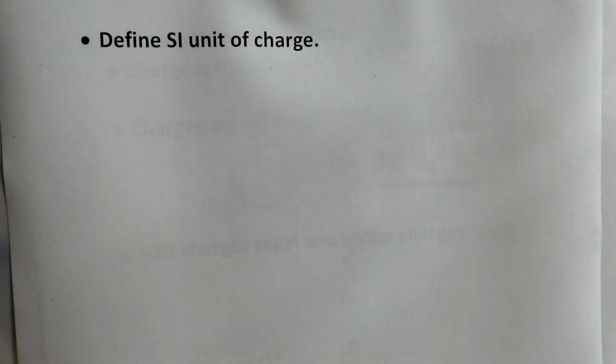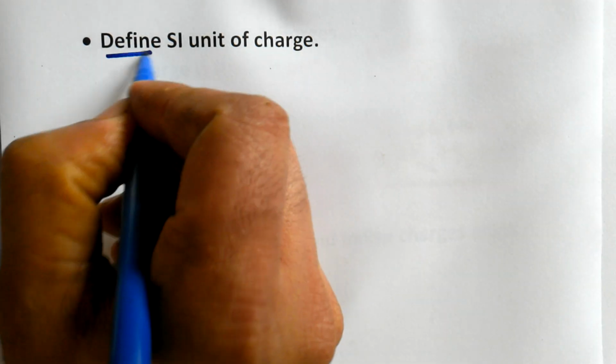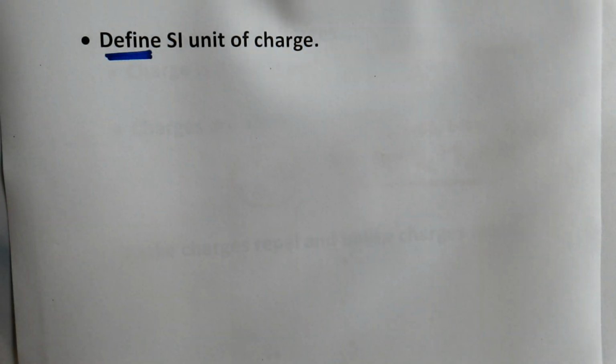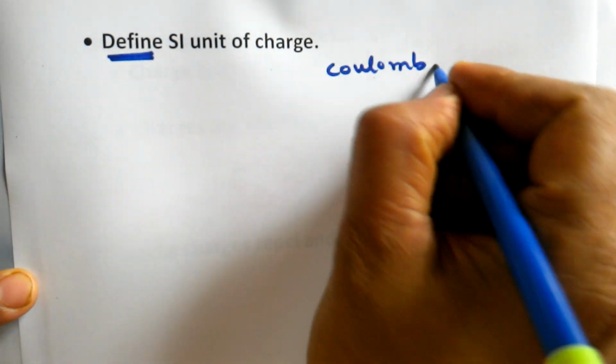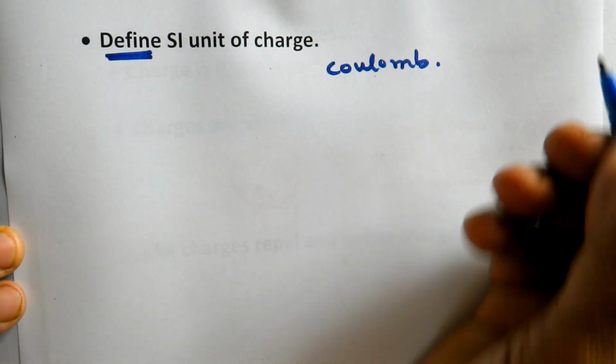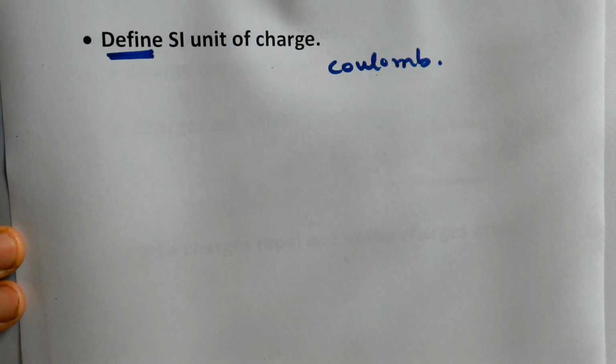Now, the SI unit of charge is coulomb, but they have asked to define it. What is 1 coulomb? That is what you have to do. So, SI unit of charge is coulomb, C-O-U-L-O-M-B. Now, what is 1 coulomb? For that, we will take the help of Coulomb's inverse square law.